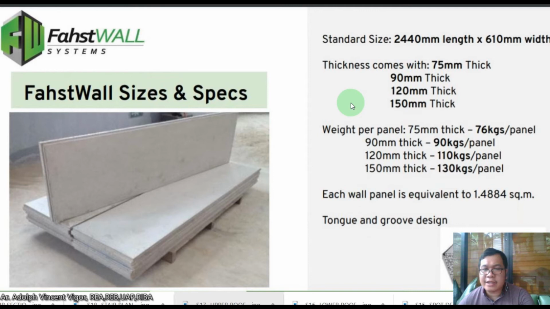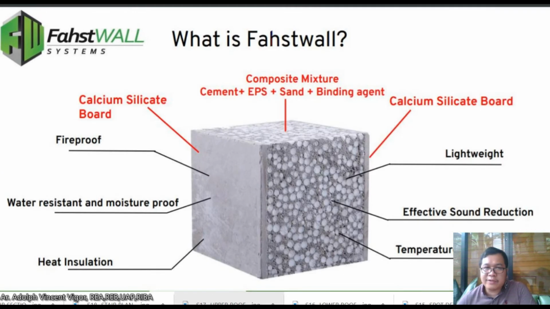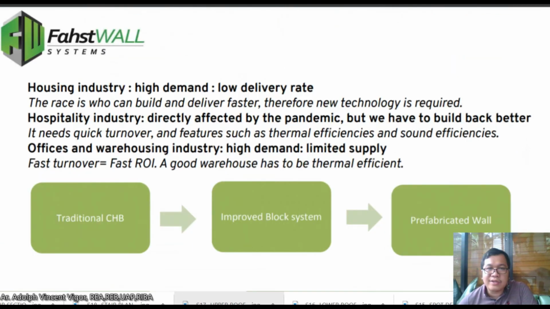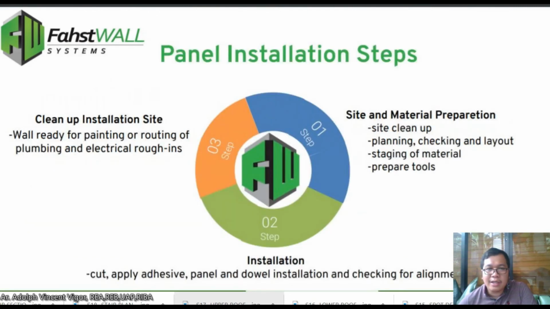Okay, class, so this is an example of the fast wall system. So I think we'll use this in one of our construction projects. So standard size is around 2.44 by 0.6, and the thickness comes in 75 millimeter, 90 millimeter, 120 millimeter, and 150 millimeter. Okay, so this is the material composition of it. So it's fireproof, it's water resistant, moisture proof. It also has heat insulation, and it's lightweight, and it has effective sound reduction and temperature preservation. So it is better than the traditional CHB as claimed by the company.